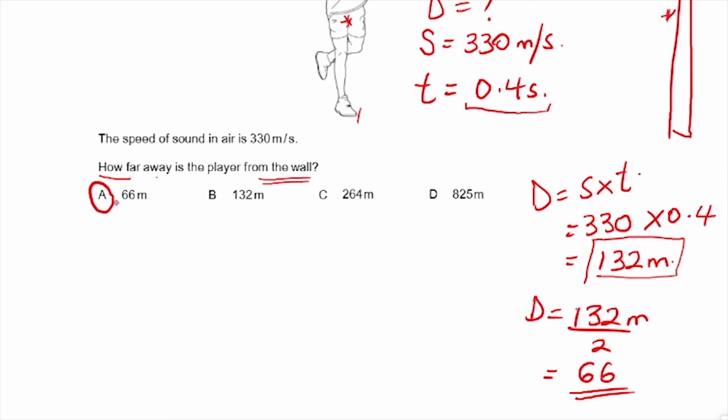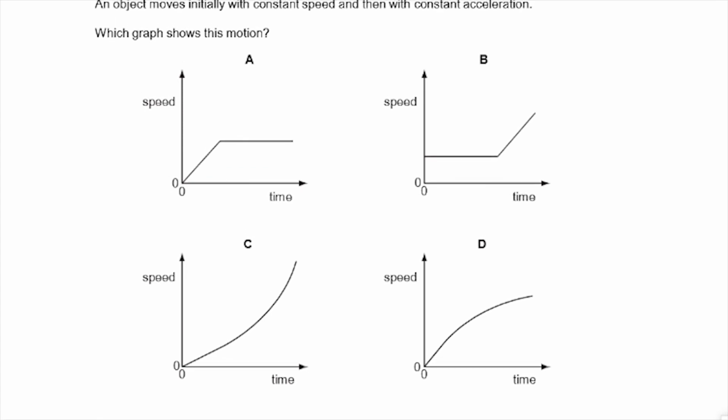That is how far the player is. And then moving on to 15, an object moves initially with a constant speed and then with a constant acceleration. Which graph shows this motion? So first, constant speed is right there, then constant acceleration, meaning the gradient, because a speed-time graph gives us acceleration. So here is constant acceleration. Here acceleration is 0. However, when acceleration is 0, the speed is constant. So constant speed with constant acceleration, B.